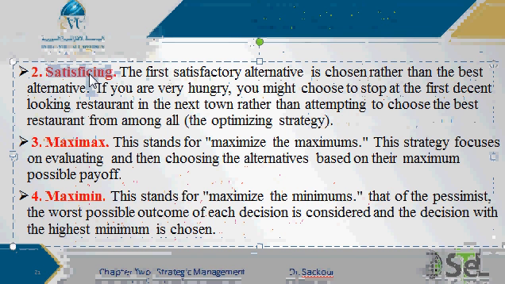What does that mean, satisfying? It's choosing the first satisfactory alternative. The word satisficing is, let's say, a combination between satisfactory and sufficient.